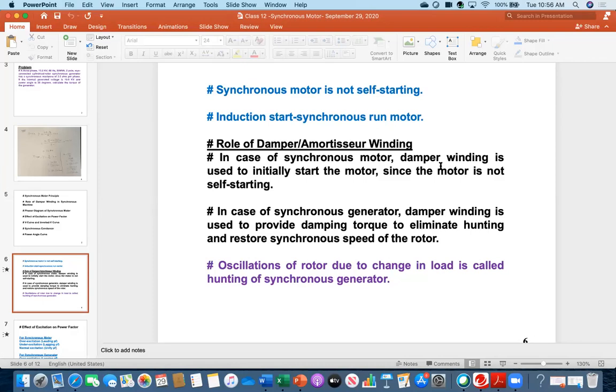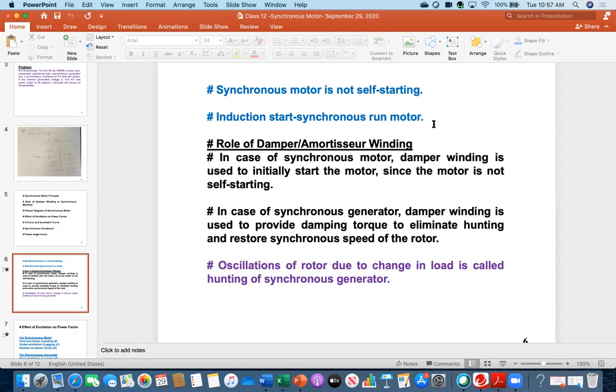And how did the damper winding help? It started with the principle of induction, and later it got synchronized. That's why a synchronous motor is called an induction start, synchronous run motor. So everybody, could you follow me? These three things, I mean the why. You will be asked the question: why is a synchronous motor called an induction start synchronous run motor?